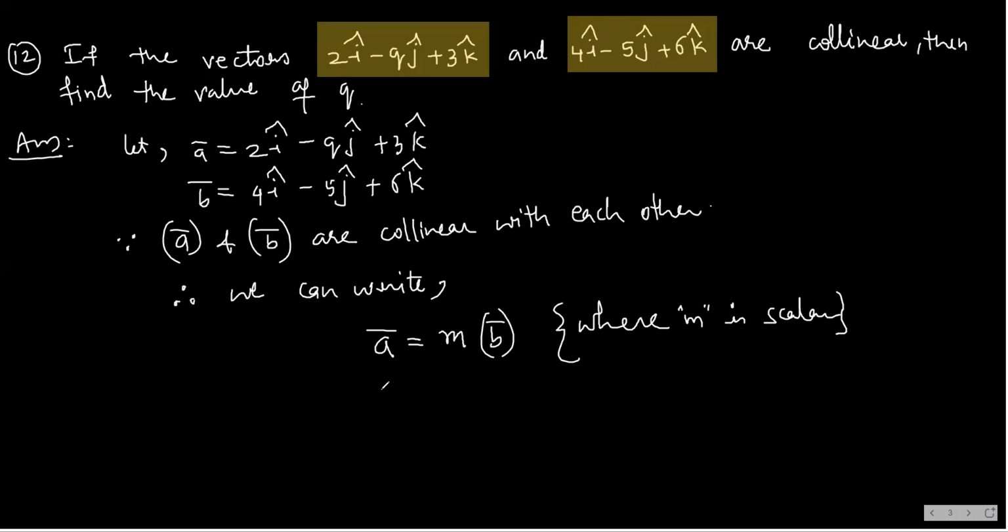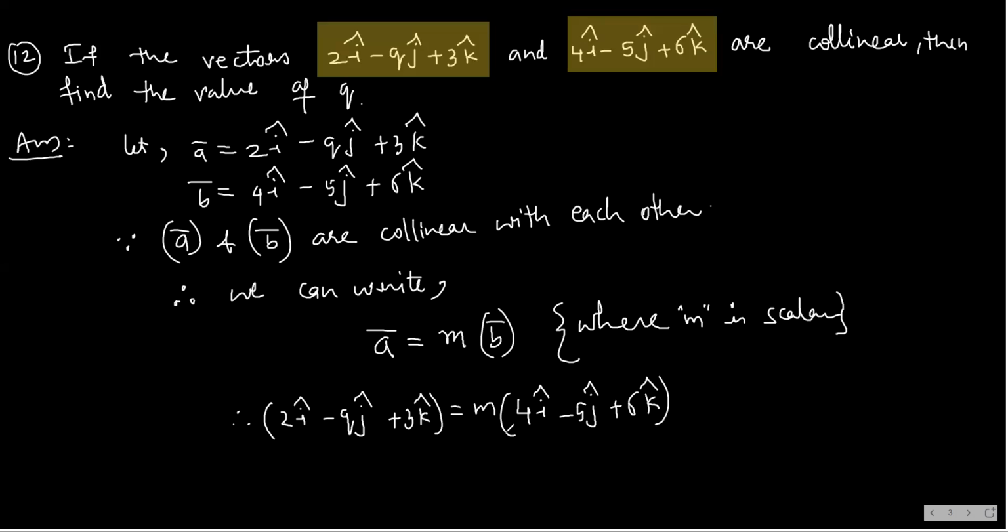So now let me substitute A bar and B bar. You will get 2I cap minus QJ cap plus 3K cap equals M times B bar. What is B bar? 4I cap minus 5J cap plus 6K cap. Let me now multiply M inside. So you have 2I cap minus QJ cap plus 3K cap equals 4M I cap minus 5M J cap plus 6M times K cap.